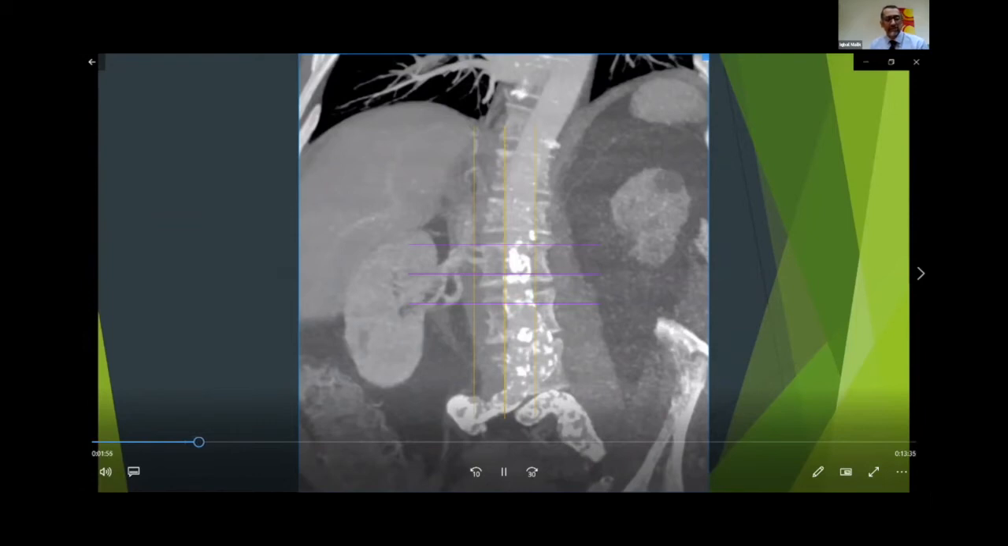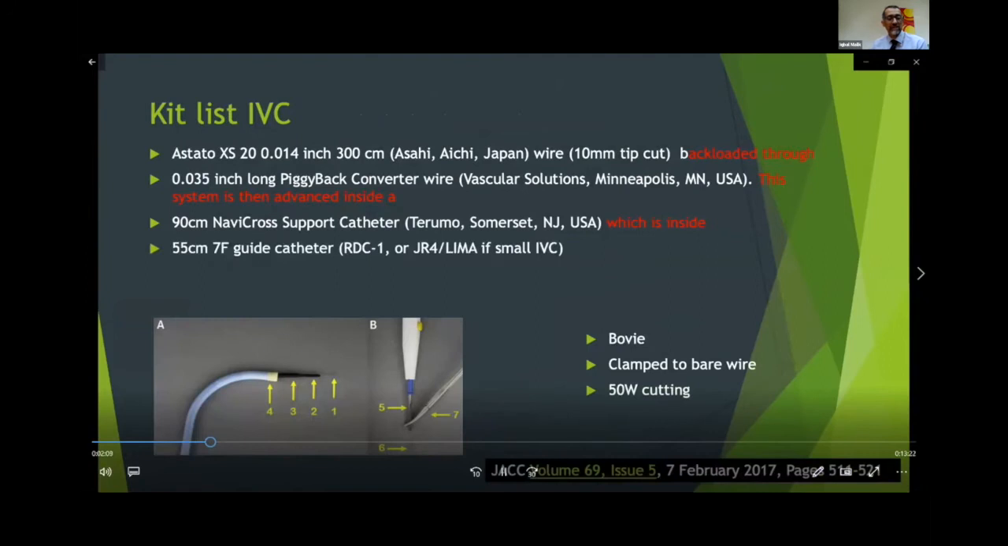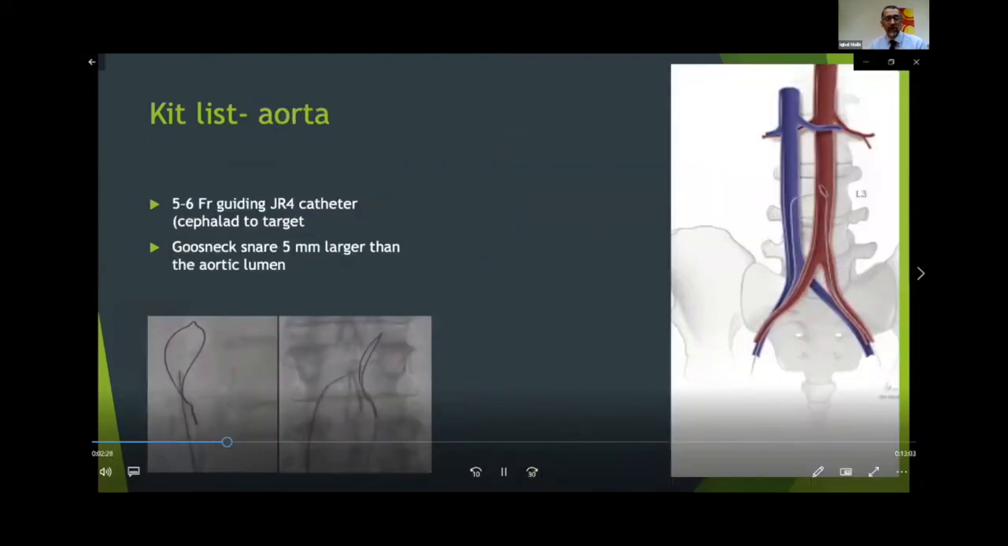So as we move along in this case, I'll go through the technique and then we'll go through the case itself. So have your bailout kit available, know what expansion length you need. 10% oversizing of your aorta with a covered stent stops your surgeon getting in. And this is probably the key slide because it's a stiff wire inside a piggyback converter, inside a Navicross support catheter, inside a guide catheter, and then you're actually going to burn a hole in the aorta and snare your wire. So you need an old style burner. The new ones do not seem to work.